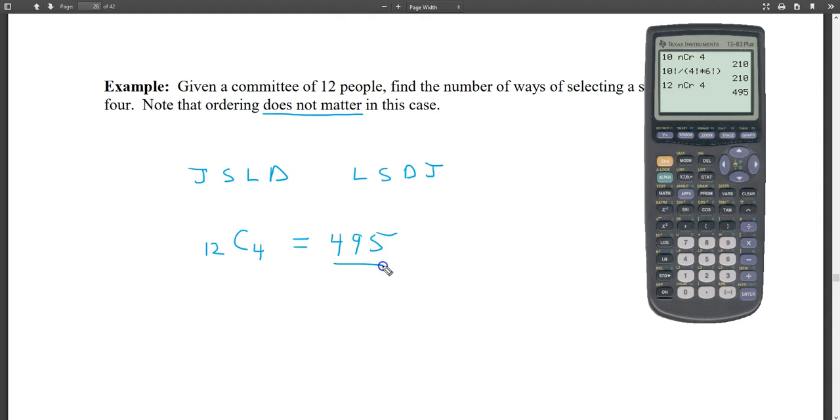Notice that this is much smaller than 12P4, which was 11,880, because we're taking a lot of these permutations down here and lumping them together into one, because we don't care about ordering with combinations. So we take a lot of these and just lump them together into one possible outcome. And there you go. All right, so that concludes this brief discussion about permutations and combinations.